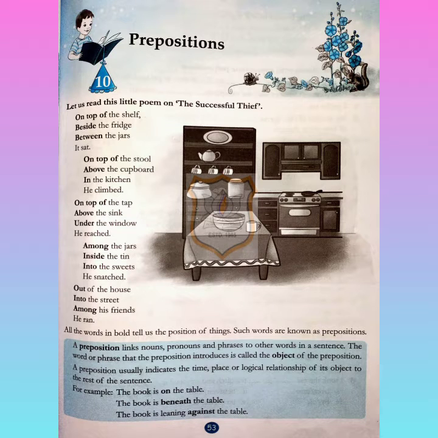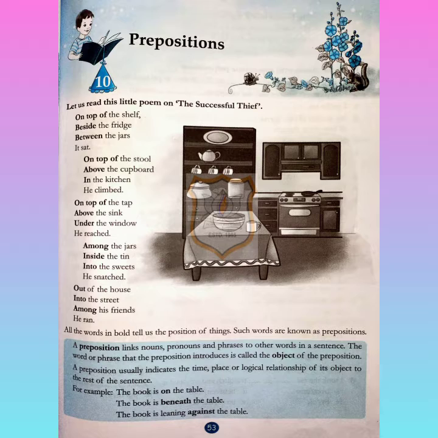Dear children, today we shall start with the new chapter of English grammar, that is chapter number 10, prepositions. So here a poem is given. We have to read out the poem and understand what the poem is about. Let us read this poem on the successful thief. The title of the poem is The Successful Thief.